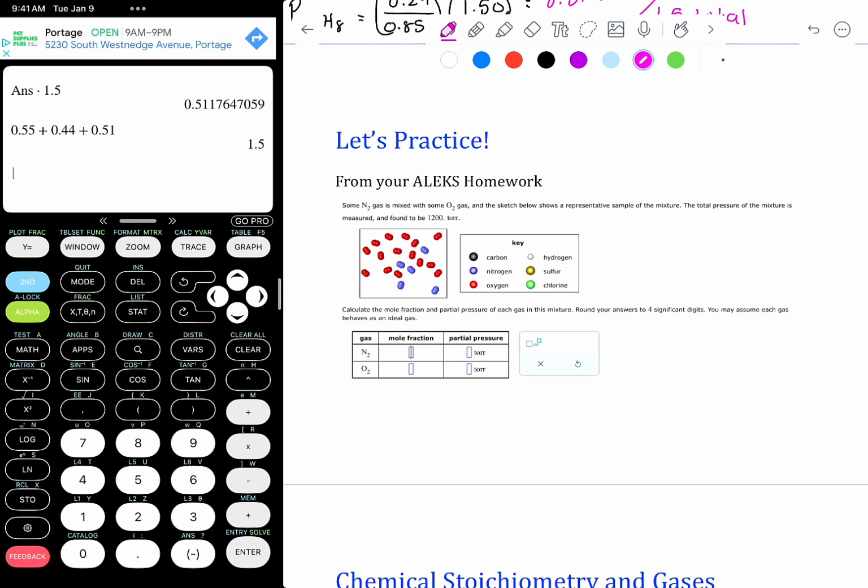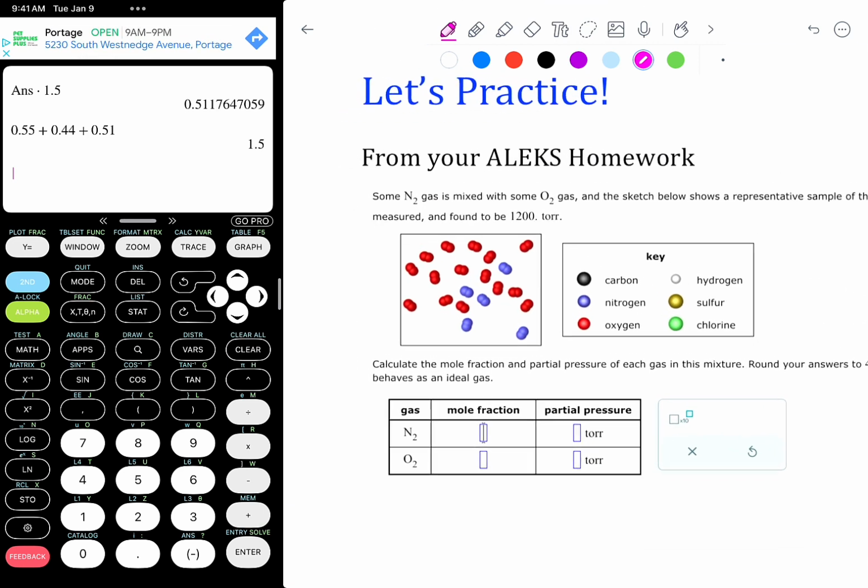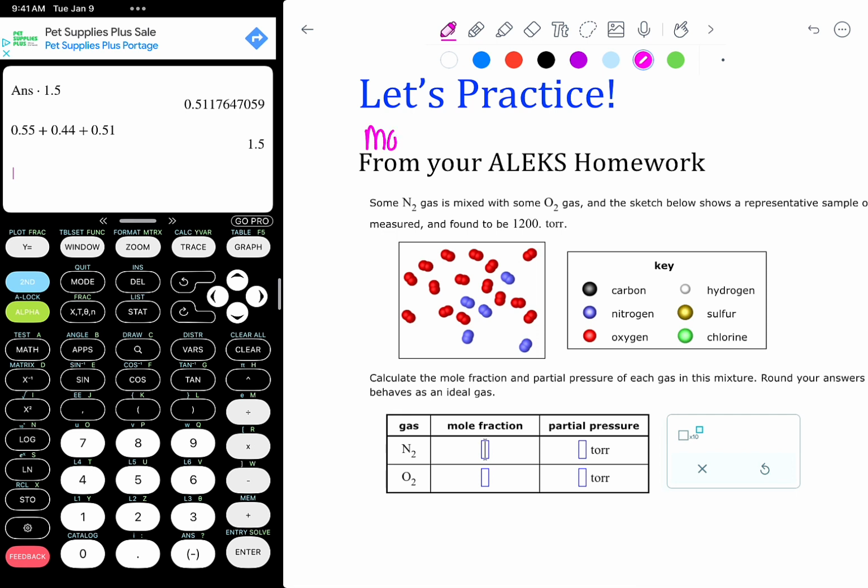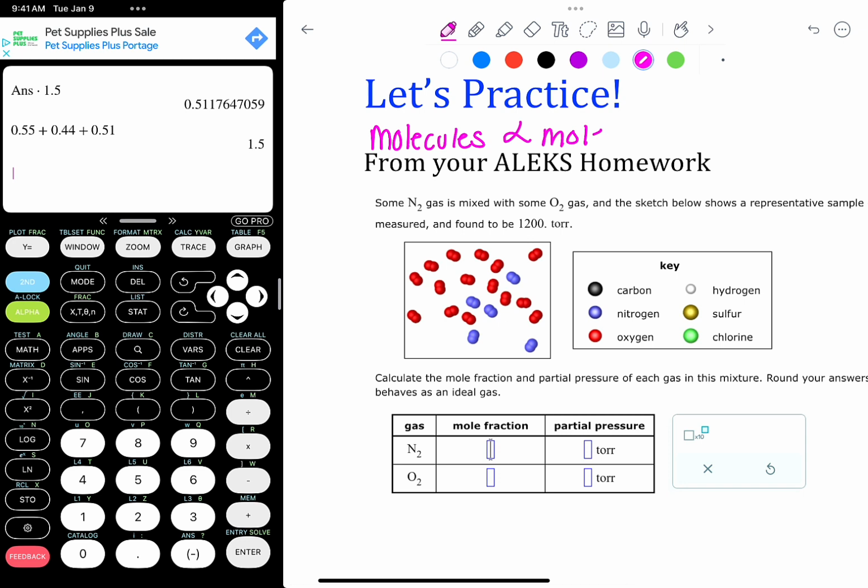Okay, so the way that we're going to go about this is still going to be the same. We're going to find the mole fractions and use that to find the partial pressure. But we can use our concept that molecules are proportional to moles in order to do this. So if we know the number of molecules total, and we know the number of individual molecules, we can find the chi, the mole fraction, okay? Because molecules and moles are interchangeable. So let's count up our total molecules.